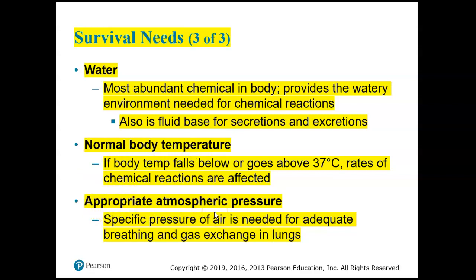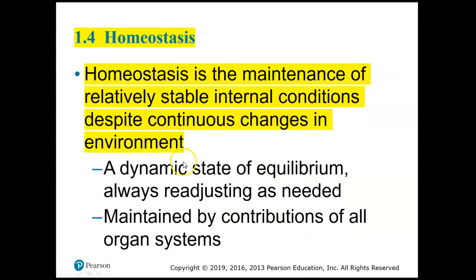Appropriate atmospheric pressure is a survival need. Specific pressure of the air is needed for adequate breathing and gas exchange in the lungs, and that's the reason it's more difficult if you hike up to very high levels, then the atmospheric pressure is lower, and so it can affect your breathing, and your body systems can be affected.